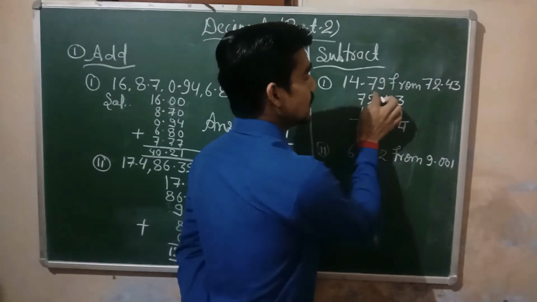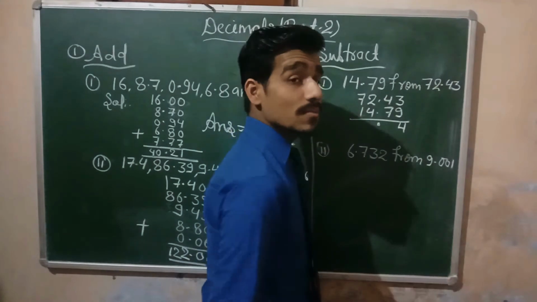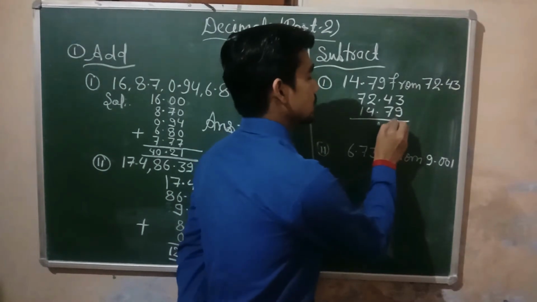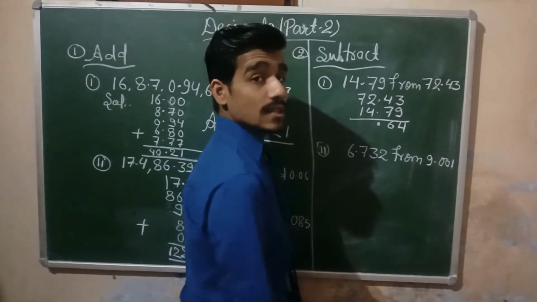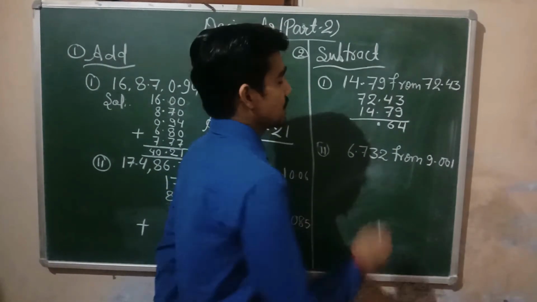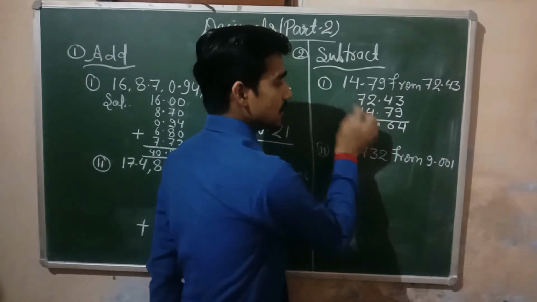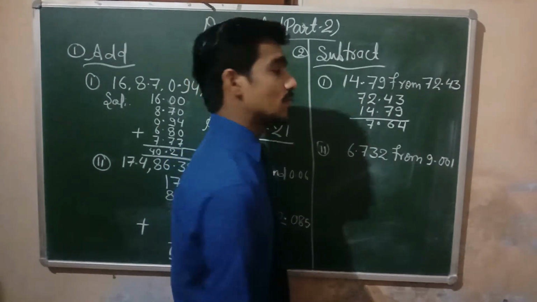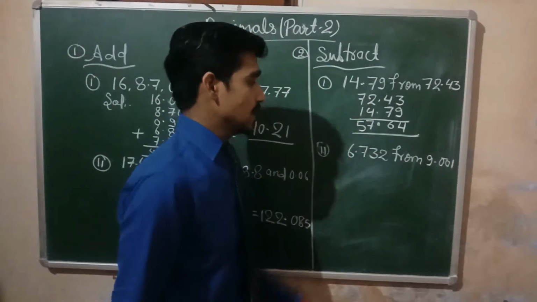Clear? And here 3, again take carry 1. 7 subtracted from 13, we get 6. And here 1, again you will take 1 carry, 11 minus 4, we get 7. And here 7, sorry, 6. 1 subtracted from 6, we get 5. This is your answer.